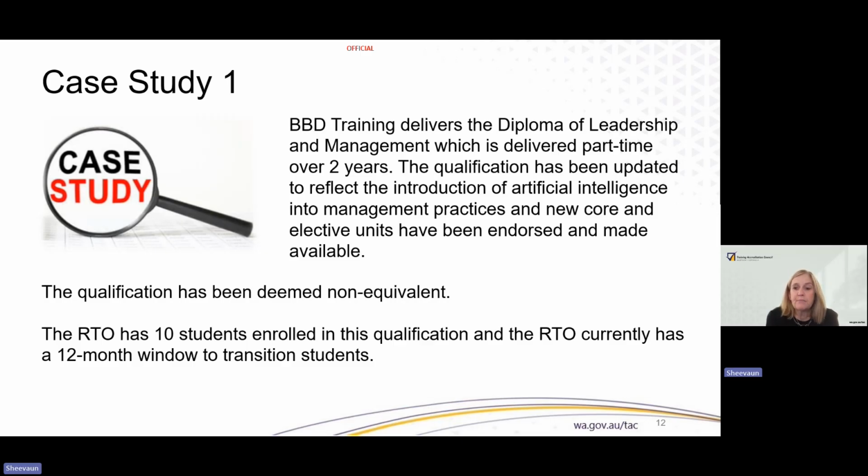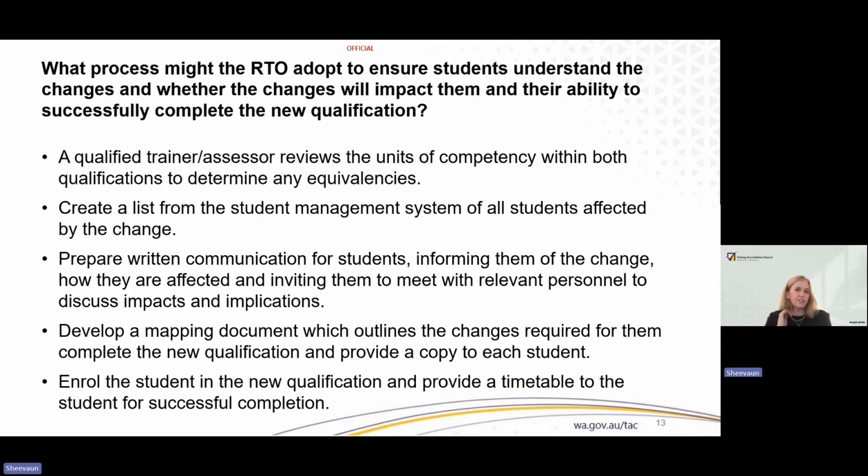So what processes might your RTO adopt to ensure that students understand the changes that are going to take place, and how they will impact them in successfully completing? Because at the end of the day, that's what students want to know. Generally, people are happy with change if it's explained to them, along with the impact for them. People will accept change more freely. So what processes might the RTO adopt?